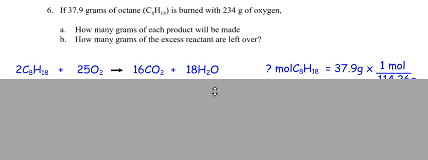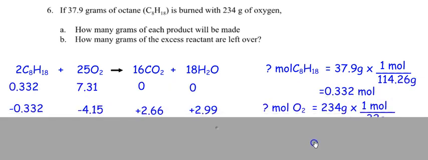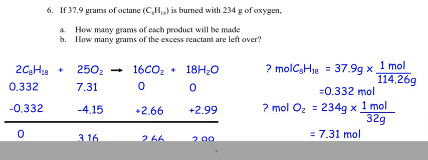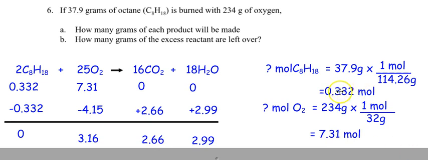I had to put a 2 in front of the octane, 25, 16, 18. And then over here, I figured out how many moles of everything I have. So I go down here. I have 0.332 moles of octane and 7.31 moles of oxygen. And as it turns out, probably you would have guessed octane, but maybe you're surprised how big this number was. That 2 to 25 does make a big difference.